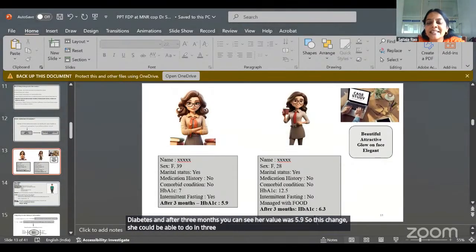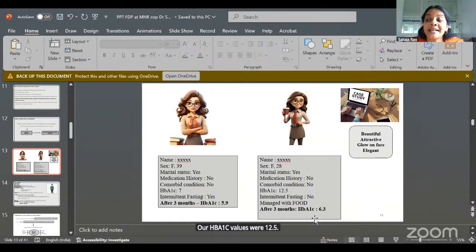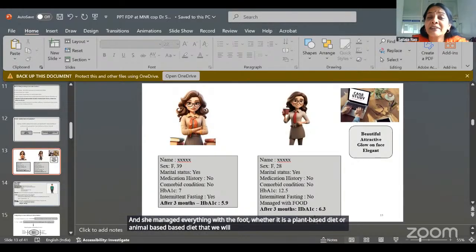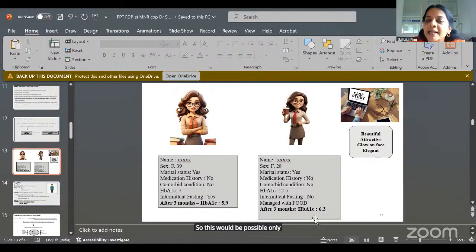She could make this change in 3 months. On the right side, you can see a young female who is only 28 years old. Married. Medication history, comorbid condition, no. Her HbA1c value was 12.5 and no intermittent fasting. She managed everything with food, whether it is a plant-based diet or animal-based diet, which we will discuss later. After 3 months, she achieved an HbA1c value of 6.3. This is possible only when we have commitment and determination. And I am the witness for both cases.